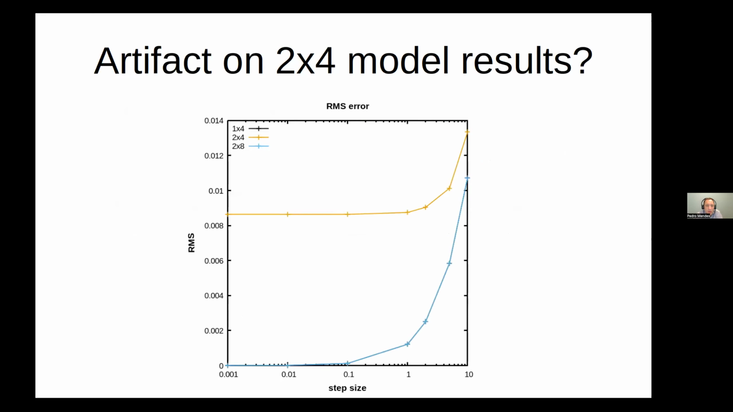Okay, so I mentioned before that the 2x4 cell had some problem. This is the RMS error of all three models, the 1x4, the 2x4, and the 2x8. The 1x4 and 2x8 are both here, overlapping. You don't see any difference. They have exactly the same RMS error dependency on the step size. This 2x4 has much larger error, and in fact the error is more or less fixed across this range.